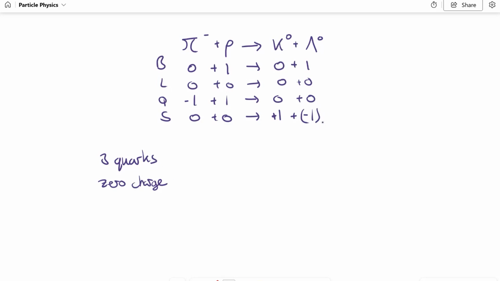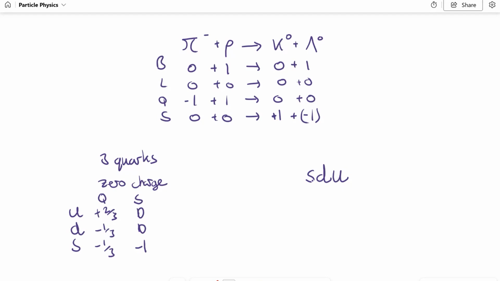So we know it's 3 quarks, and we know it has a strange quark, and we need to get to 0 charge. Well, our quarks, remember, were up, down, and strange. Our charges were +2/3, -1/3, and -1/3. And our strangeness was 0, 0, and -1. So therefore, it must have a strange quark because it's got a strangeness of -1. And then now I've got to get to 0 charge. And the only way to get to 0 charge would be to have a down and an up. So it must be strange, down, up.